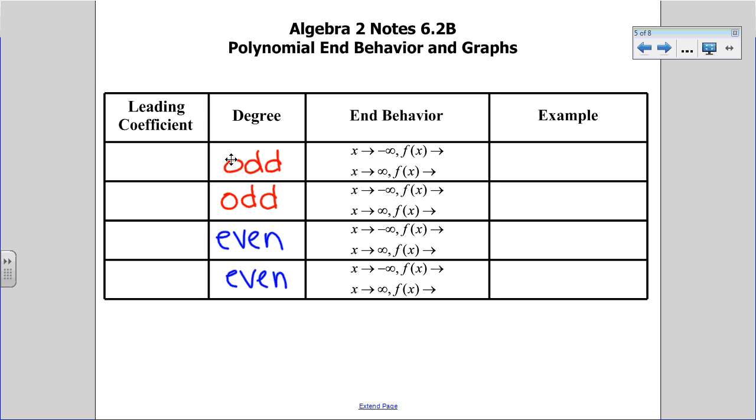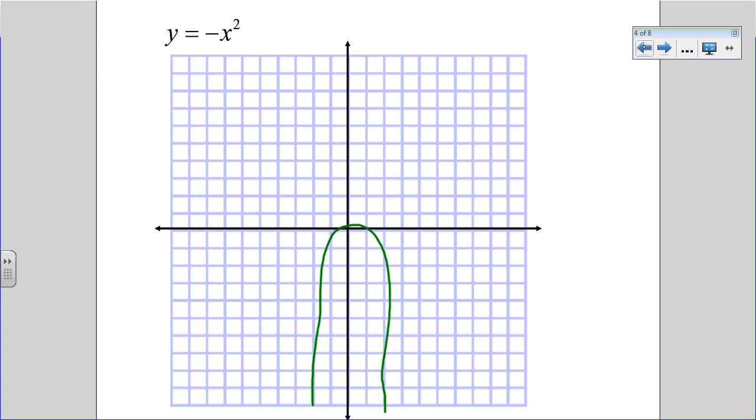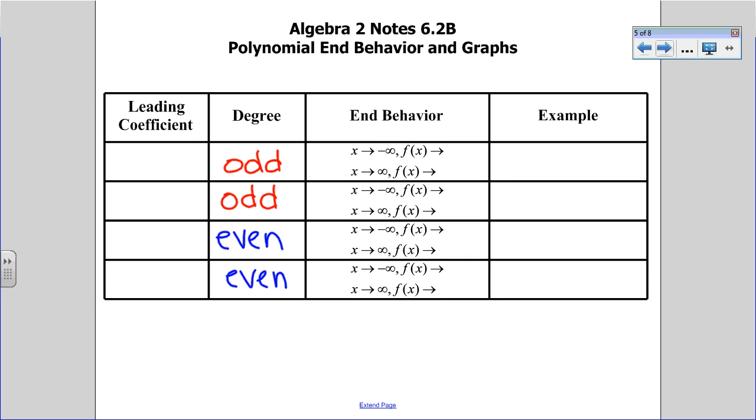Now, I want to talk about leading coefficients with you. If we go back and look at the example here, what was our leading coefficient? What would the leading coefficient of that function be? Negative 1. And what was the leading coefficient of this one? Positive 1. What was the leading coefficient of this one? Negative 2. What was the leading coefficient of this one? Positive 3. So if you guys notice, I broke our leading coefficients into 2 patterns.